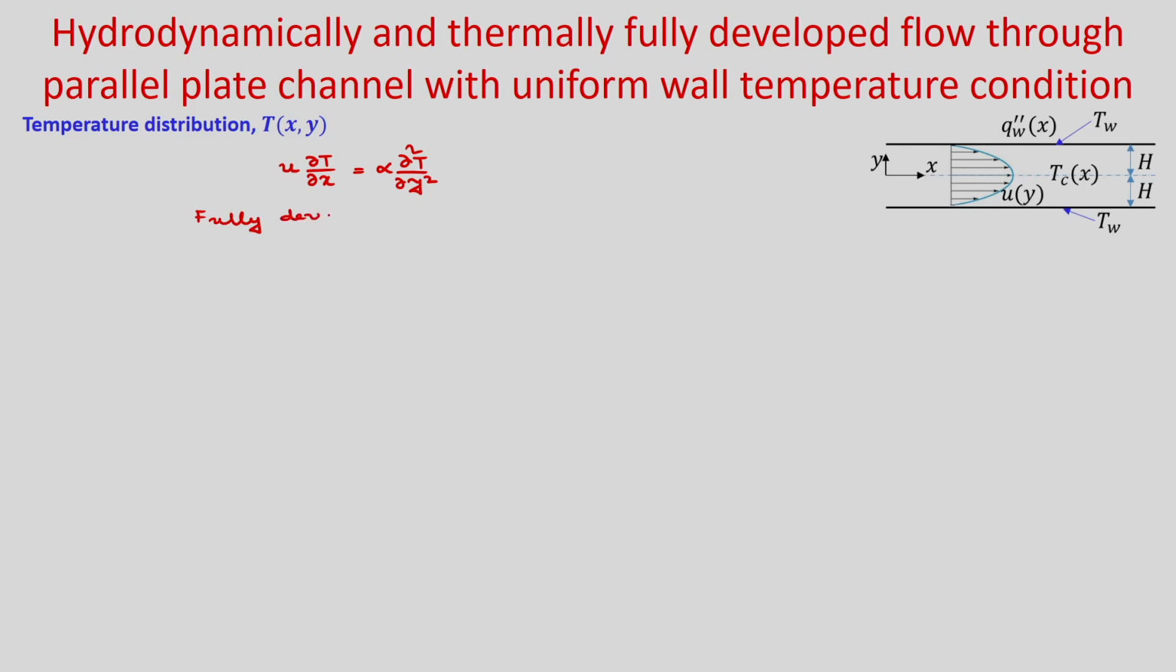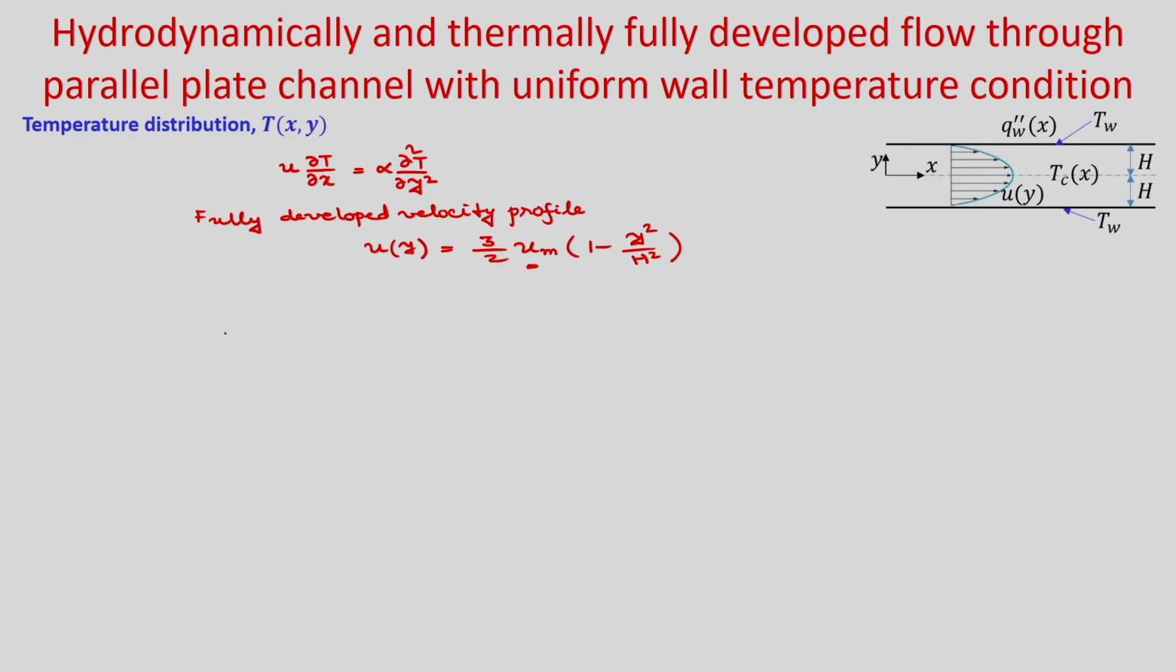Fully developed velocity profile for flow through a parallel plate channel is u, which is a function of y only, equal to 3/2 times the mean velocity u_m times (1 - y²/h²). For this configuration, this is the fully developed velocity profile, and u_m is the mean velocity.